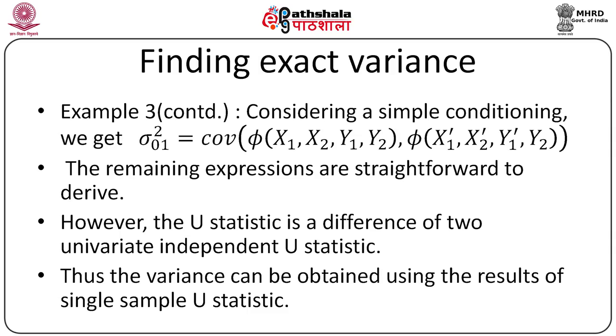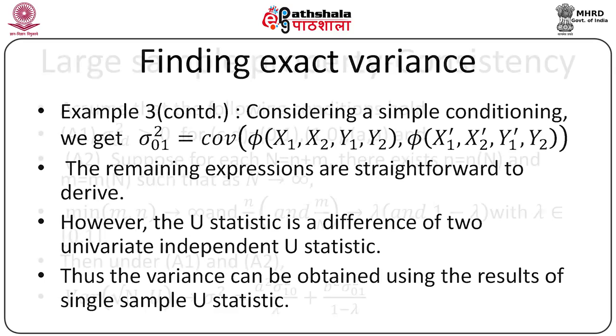But looking at the expression of U, the U statistic, we suggest a simple alternative. U is actually a difference of two univariate U statistics. Again, the two univariate U statistics are independent. That is, we can write U as U1 minus U2, where U1 and U2 are independent univariate U statistics. Then, variance of U naturally equals variance of U1 plus variance of U2. Considering examples on single sample U statistic, the variances of U1 and U2 and hence the final expression of variance of U can be obtained.